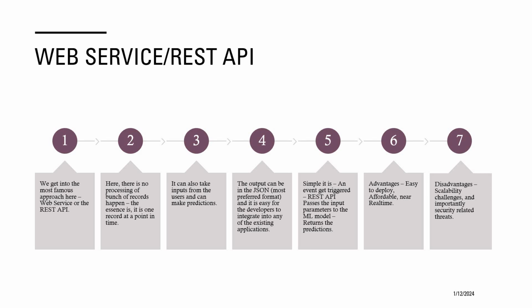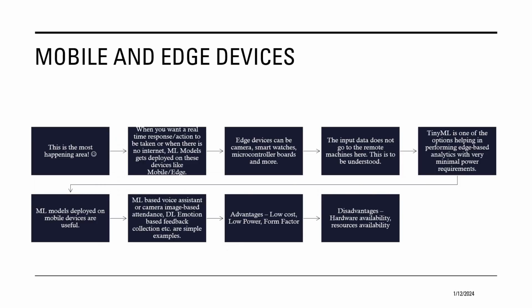It is very simple and even gets triggered. A REST API passes the input parameters to the ML model, returns the predictions. That's all. It is very easy to deploy, it's affordable, and it's near real time. Disadvantages: some scalability challenges are cited, and security related threats are always cited in this approach.